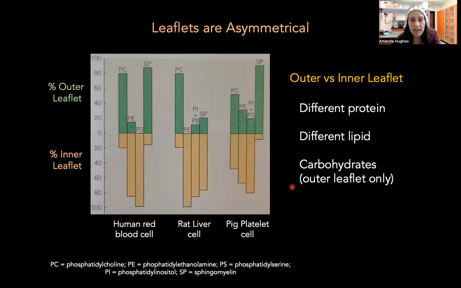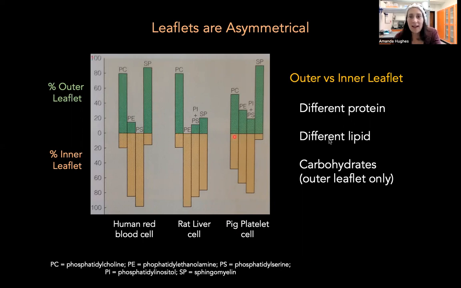Okay, the composition of the outer and inner leaflets are asymmetrical. I mentioned this before in an earlier lecture, but here's some data to show you that. So we're looking at 3 different types. This is a bar graph. I really like this bar graph, actually. It's 3 different types of cells. You've got a human red blood cell, a rat liver cell, and then a pig platelet cell.